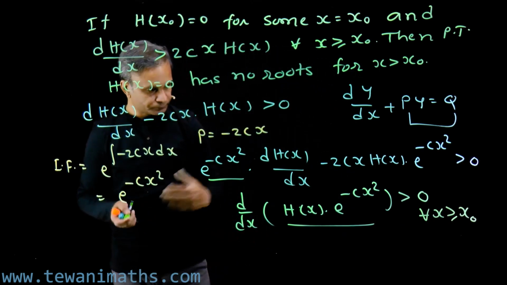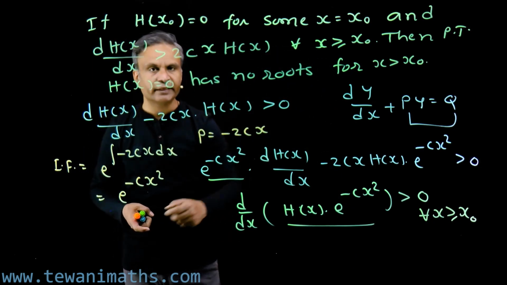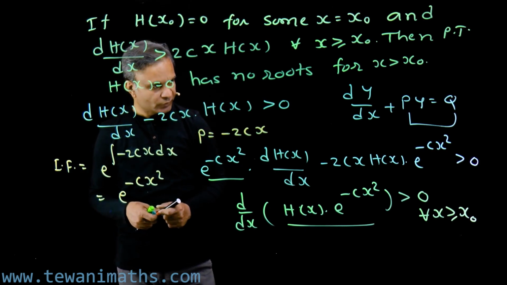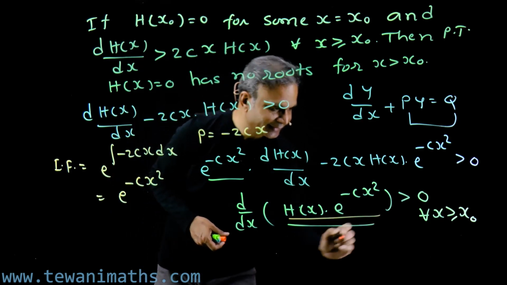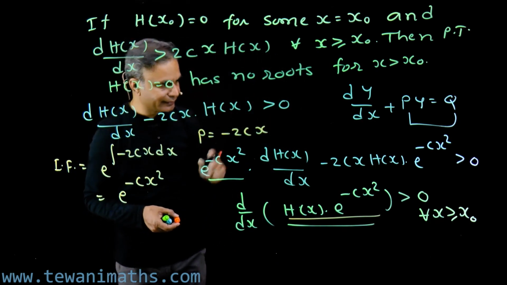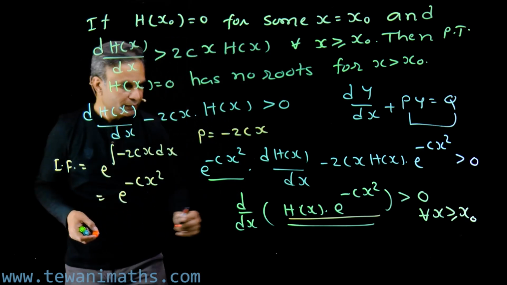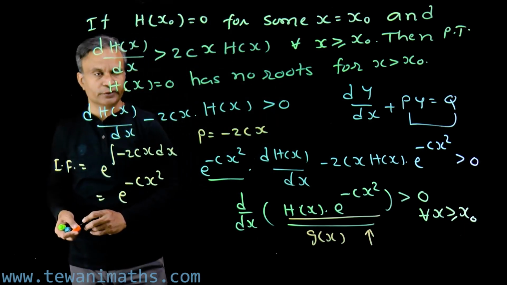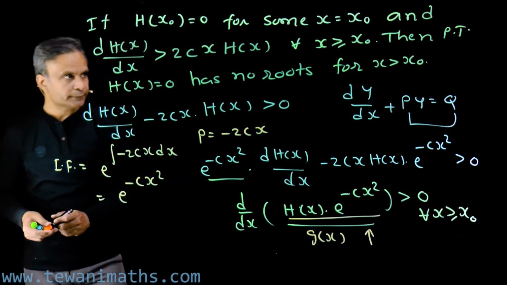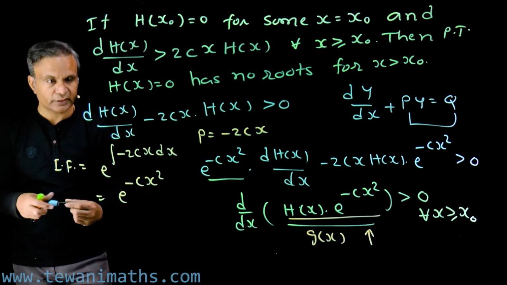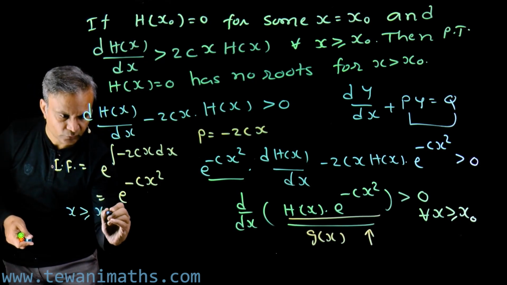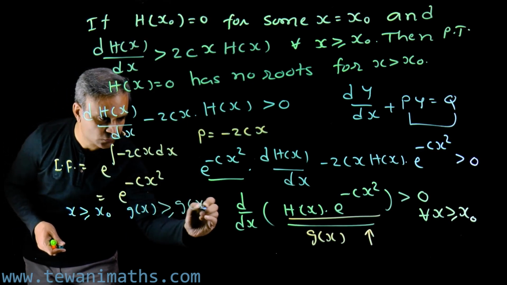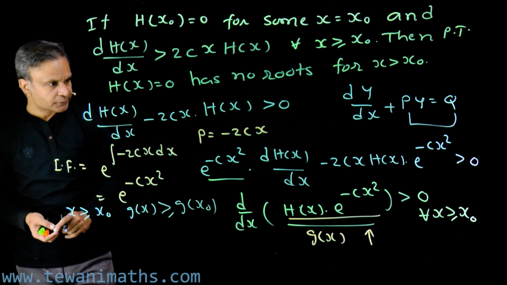So what can you say from the monotonicity point of view? Monotonicity point of view से हम क्या कह सकते हैं? We can say that this is an increasing function for all x greater than or equal to x₀. Suppose this function g(x) is an increasing function. So for x greater than or equal to x₀, we will have g(x) greater than or equal to g(x₀). What is g(x₀)?